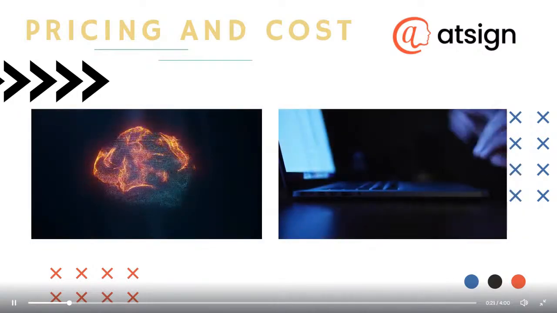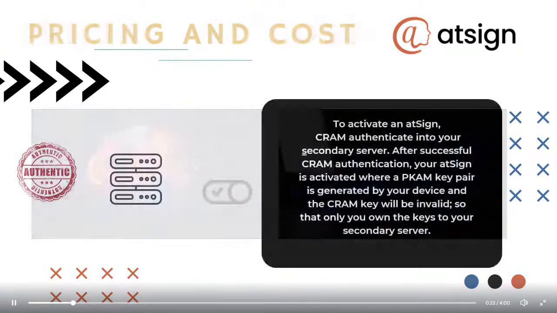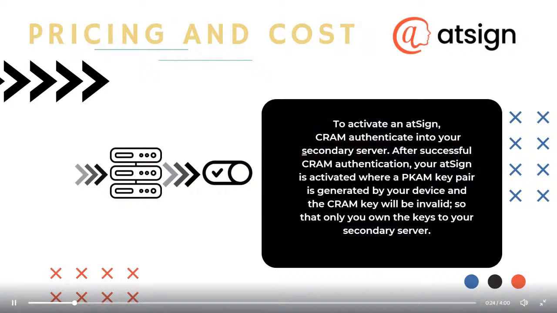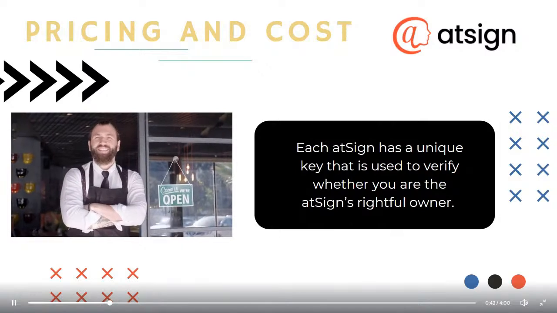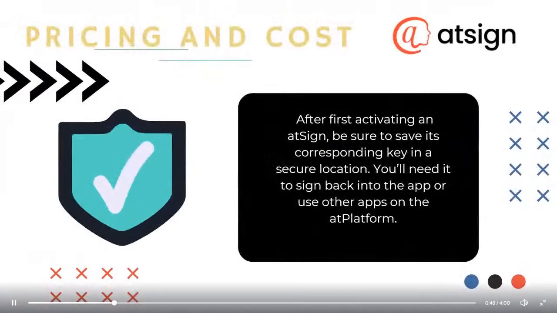An Atsign has 2 states, deactivated and activated. To activate an @sign, CRAM authenticate into your secondary server. After successful CRAM authentication, your @sign is activated where a PKAM key pair is generated by your device and the CRAM key will be invalid, so that only you own the keys to your secondary server. Each @sign has a unique key that is used to identify whether you are the @sign's rightful owner. After first activating an @sign, be sure to save its corresponding key in a secure location. You'll need it to sign back into the app or use other apps on the platform.